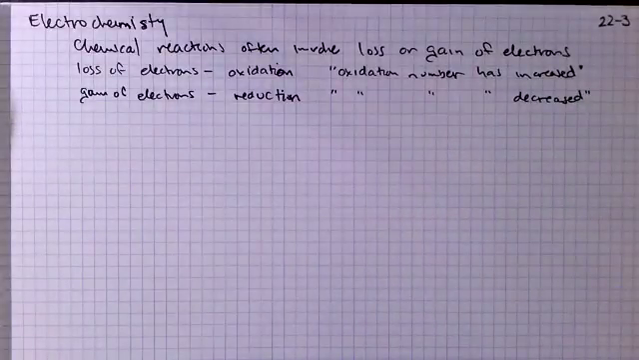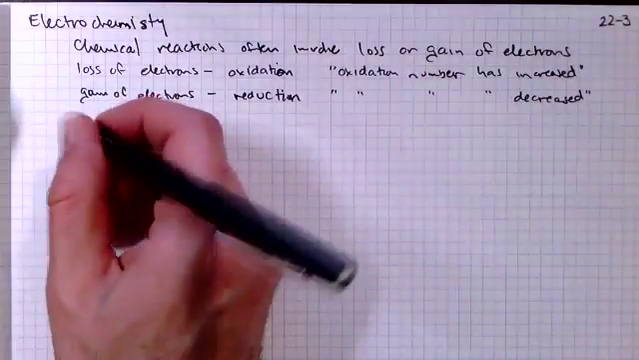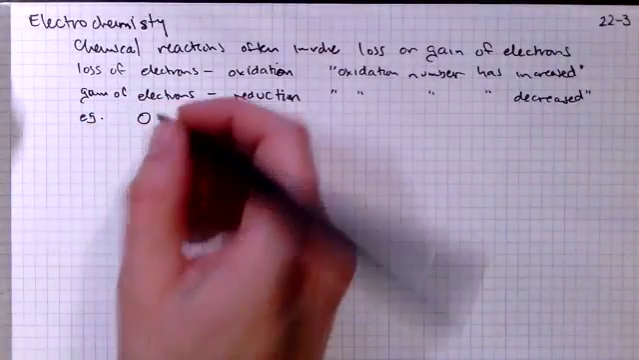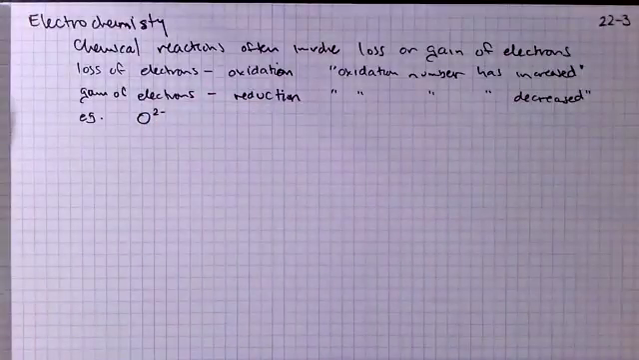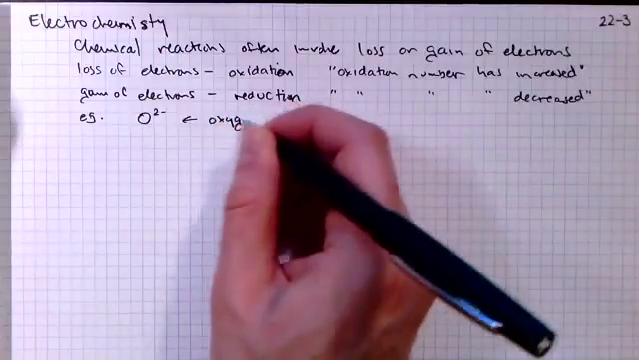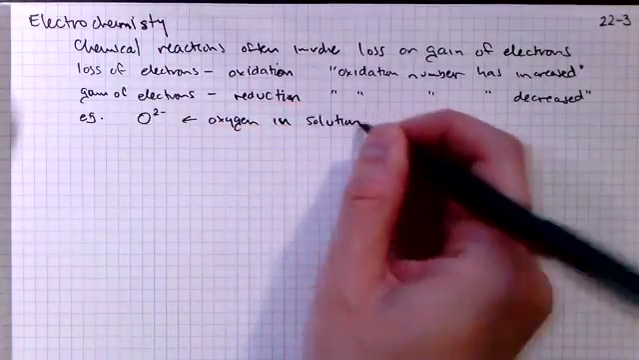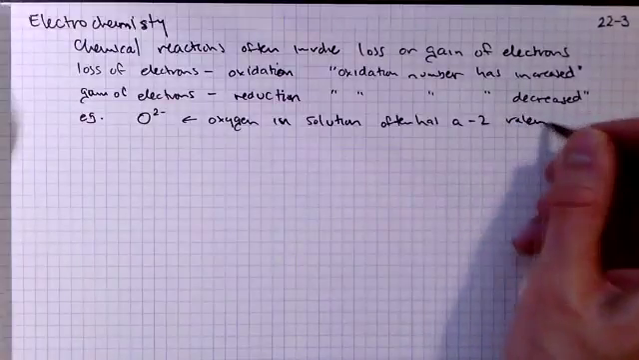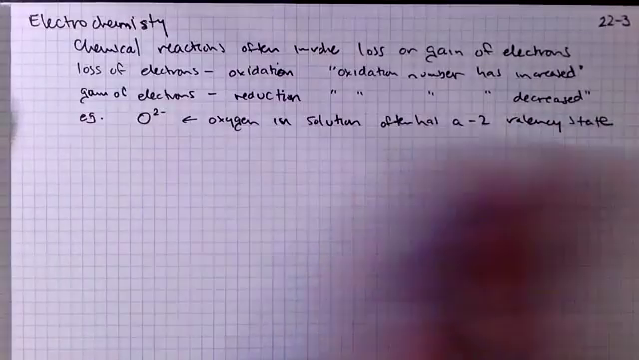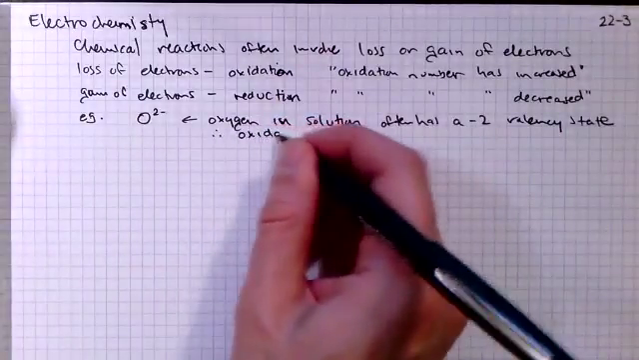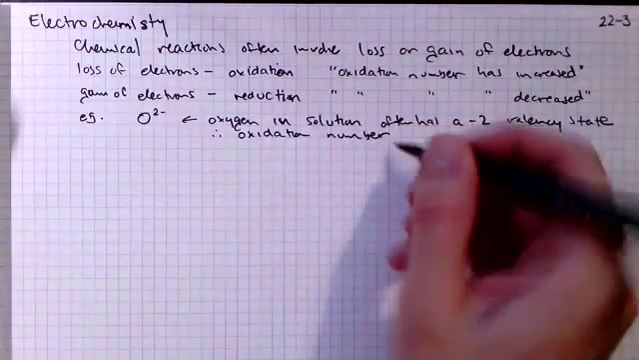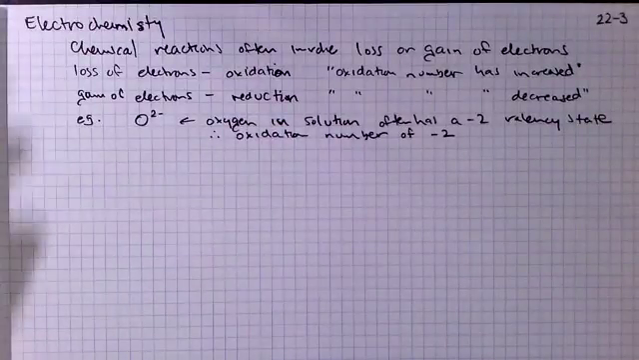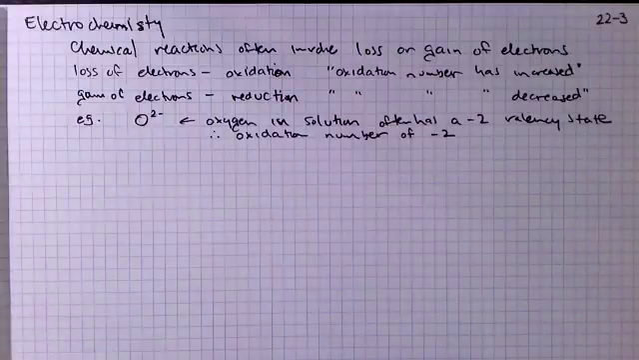Okay, so when we think about this, the context is that we're often thinking about a chemical reaction in which oxygen is playing some role, and we know oxygen is often found in its ionic state, so O2 minus, where the oxygen in solution often has a -2 valency state. So it has an oxidation number of -2.